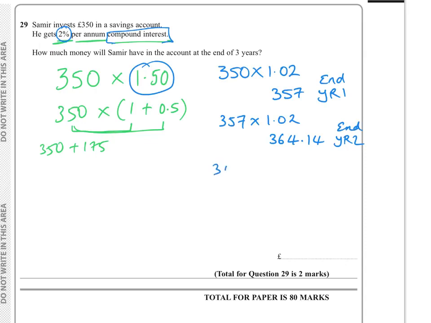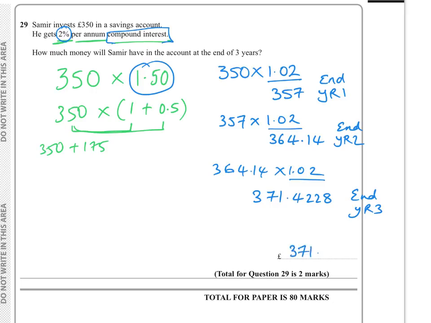And then, I think you probably work this out, you then do £364.14 and apply the 1.02 again to it. That's called the multiplier, by the way. And so we'll times that by 1.02 and we'll have £371, and then it looks like 0.4228 of a pound. Let's not worry about that just now. When we come to give our answer, we would write £371.42 because we'd round it to the nearest penny because the unit is pounds.